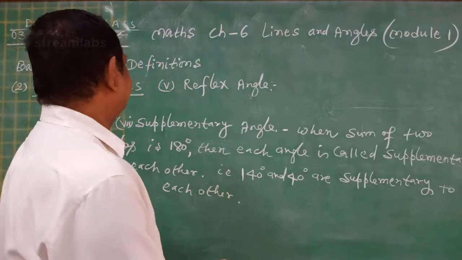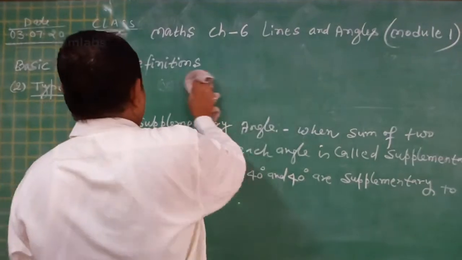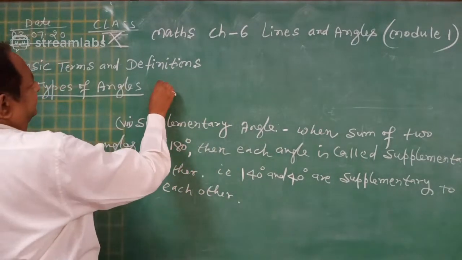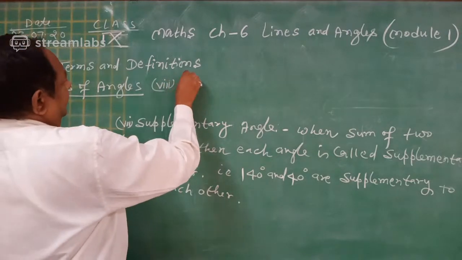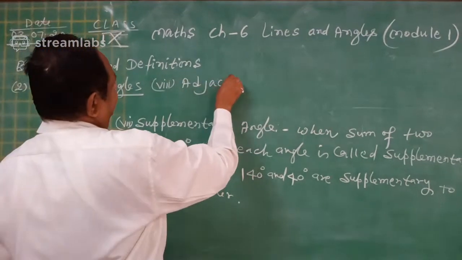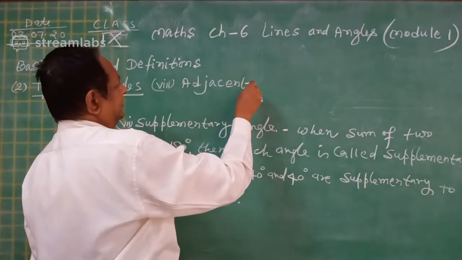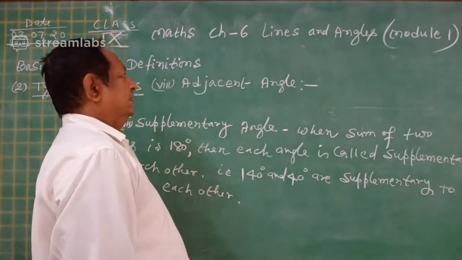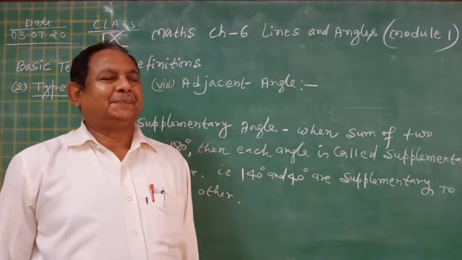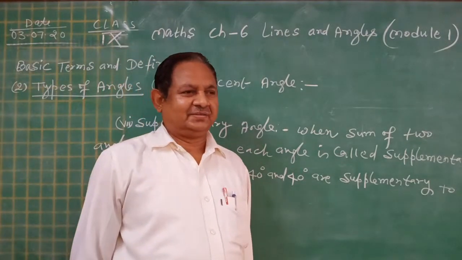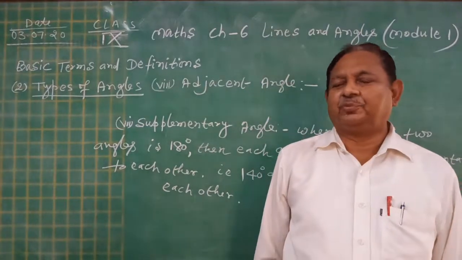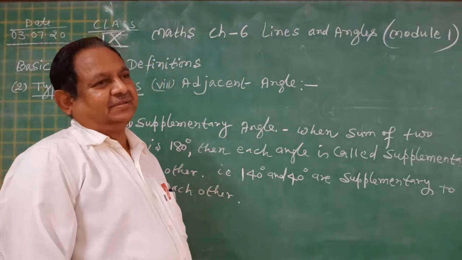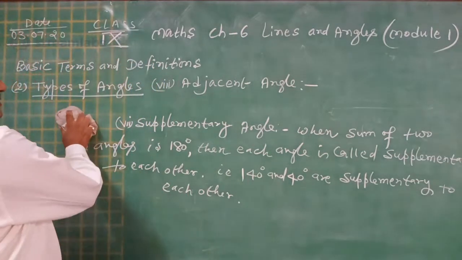Now adjacent angle. Point number 8. Adjacent angle. When two angles are on opposite sides of a common arm, then such type of angles are called adjacent angles.